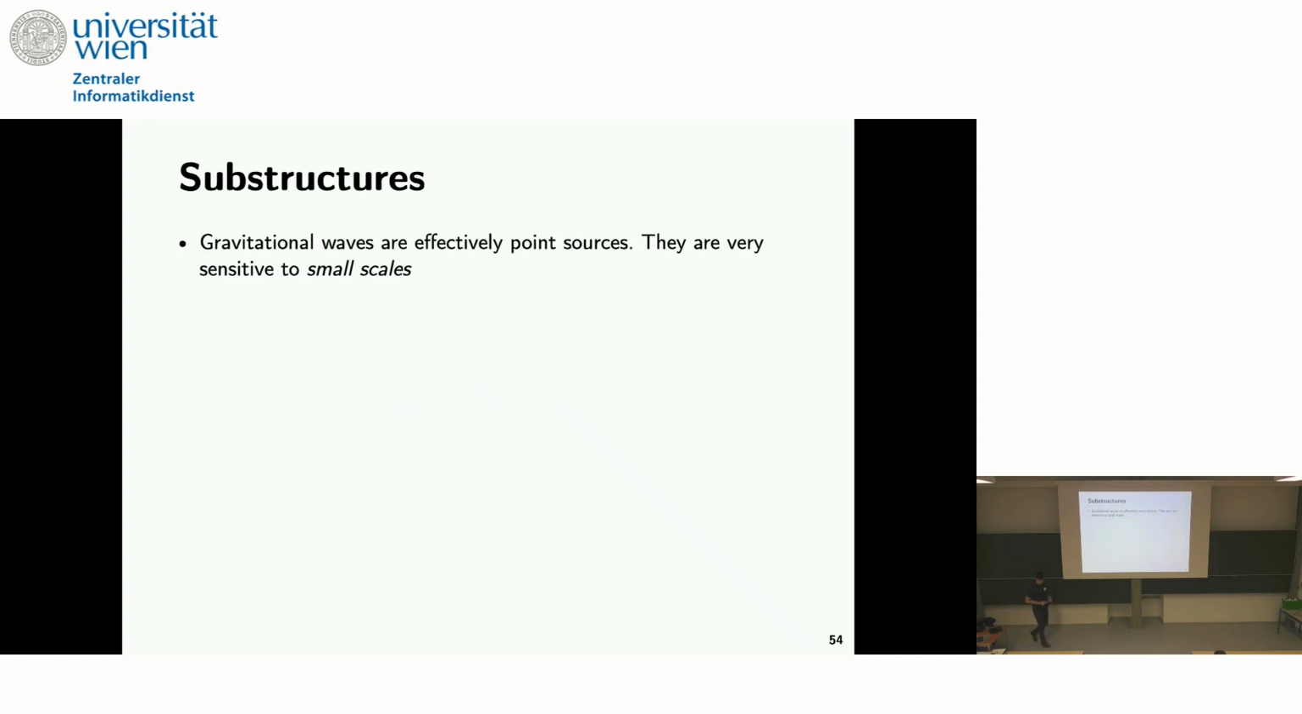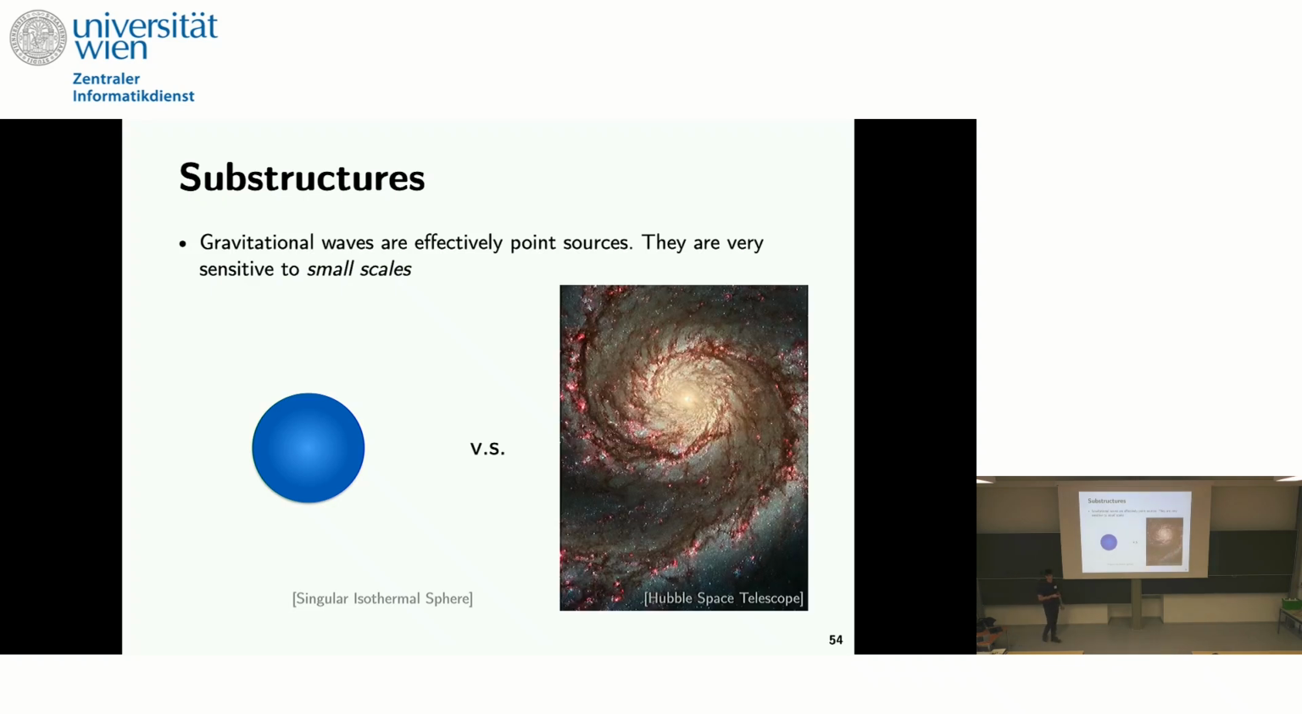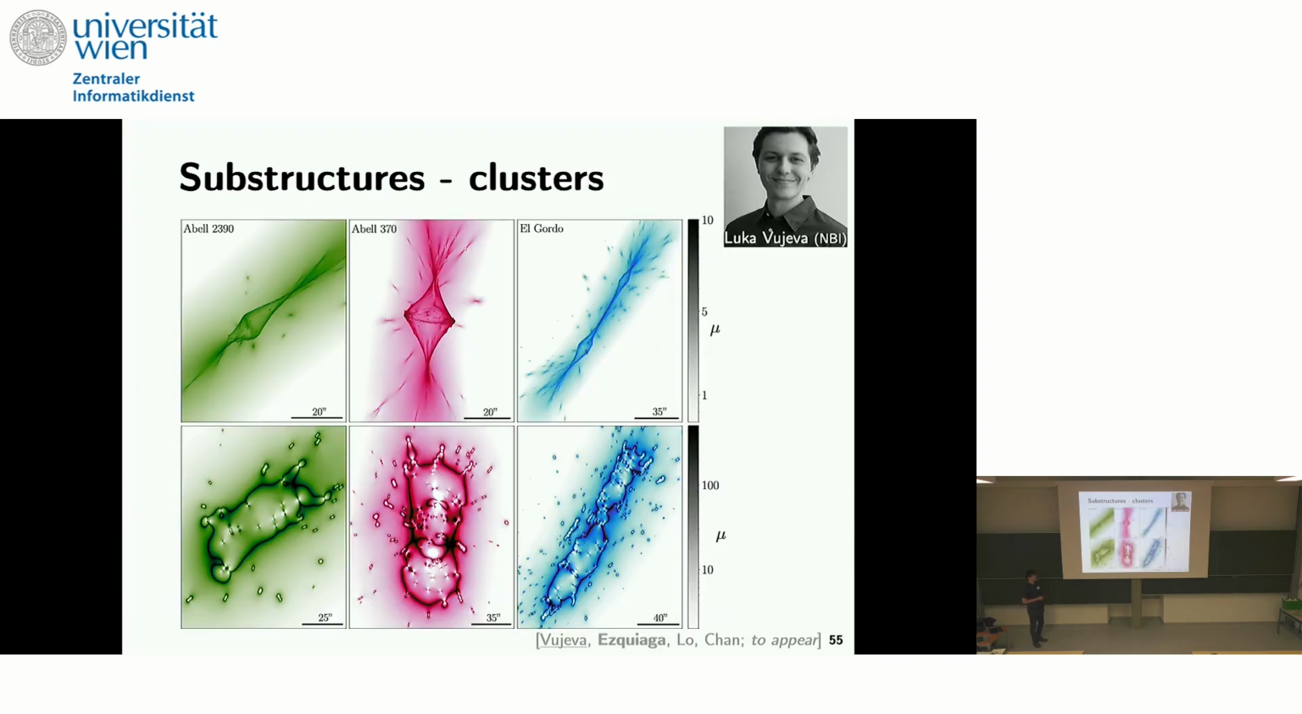And I think the first main point is that gravitational waves are point sources. What this means is that they are probing the gravitational potential in a very fine way. So you are, in other words, very sensitive to small scales. For many purposes in lensing in the electromagnetic spectrum, you could just think of your lens as being like an isothermal sphere, and you don't really care about the fact that galaxies actually have substructure. But for gravitational waves, this is something that can be much more important. And I wanted to highlight quickly the work of Luka Vujeva, who is here also in the audience, studying the case of clusters of galaxies.